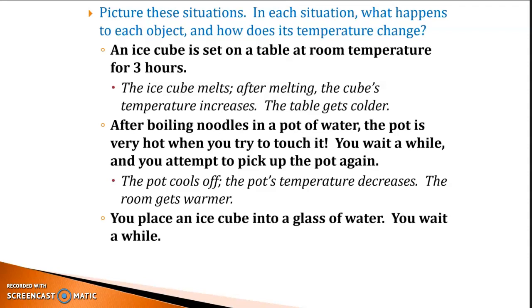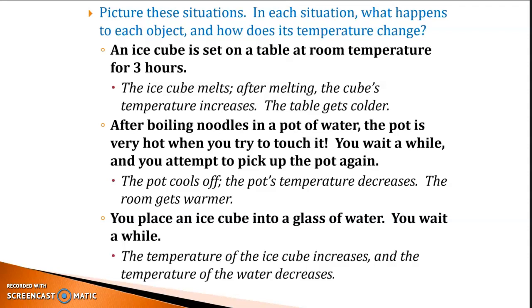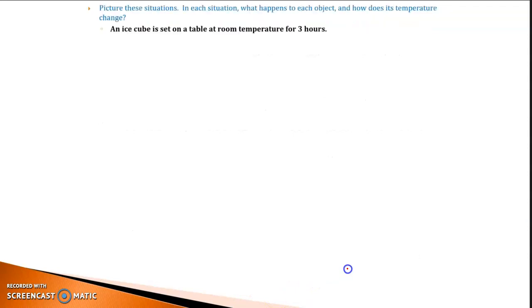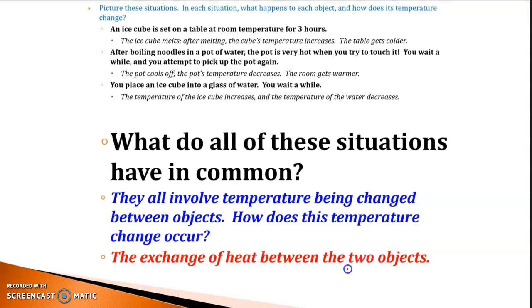And lastly, the ice cube in the glass of water. We've probably done this many times in our own lives. We really want a nice cold glass of water or juice or whatever it might be. We will notice the temperature of the ice cube increases and the temperature of the water itself decreases. And that's really, I guess, the second part is the part we really like as humans, to drink that cold water. Now that we consider all of these different situations, what do they seem to have in common? Well, they all involve temperature being changed between 2 different objects. The question is, how does this temperature change occur?